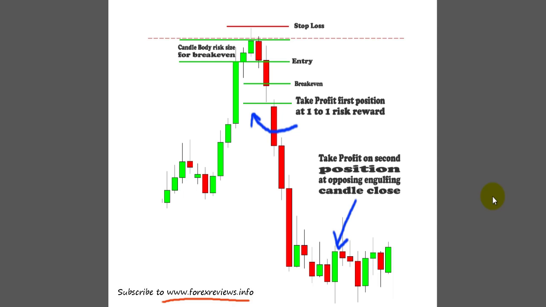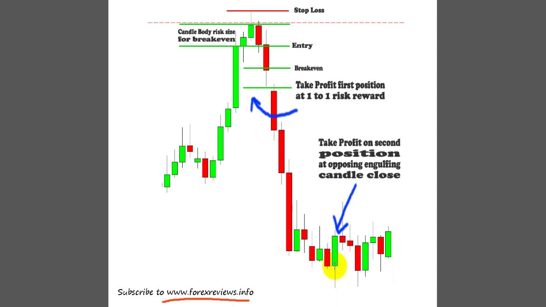Now, you don't want to be greedy. You want to let it run as far as you can. And I've seen trades go as much as 500, 600, 700 pips. So you don't want to be greedy on this. You just let it run. When it gives you the opposing candle, like this, you get out of the market at the daily candle close. Now, that's an important subject as well, guys.